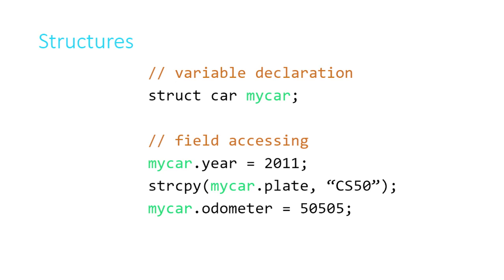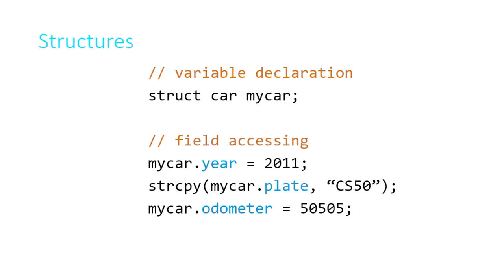So I could say, for example, mycar.year equals 2011. I can't just say year equals 2011. Year is something that is part of my car, so I have to always refer to it in the context of my car. I can say strcpy mycar.plate, "CS50". Remember, it's a string. I can't just assign it. I have to copy that string into the variable.